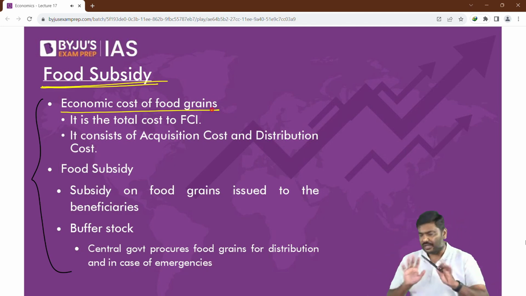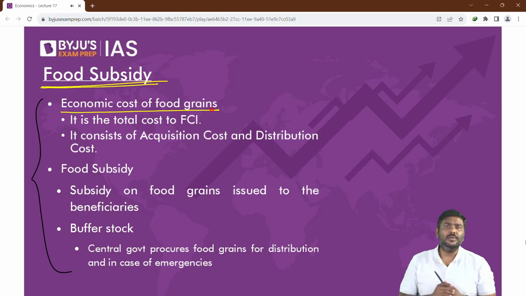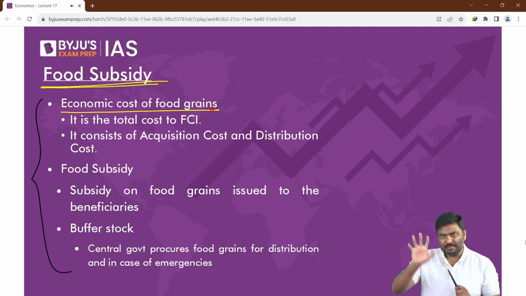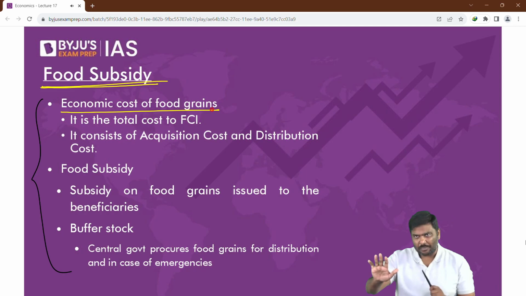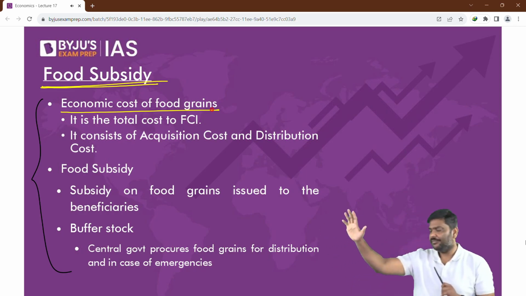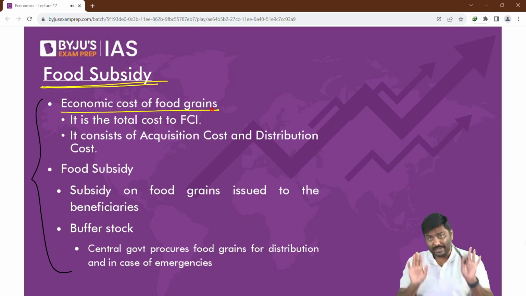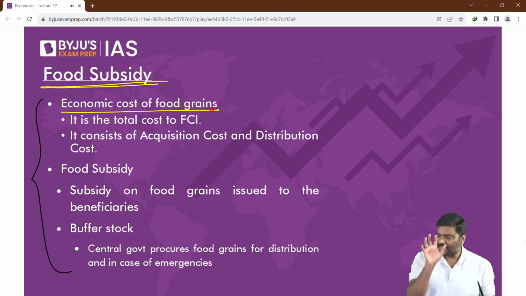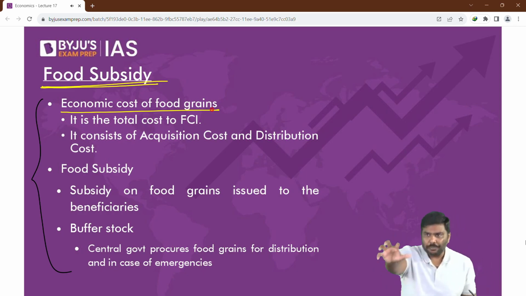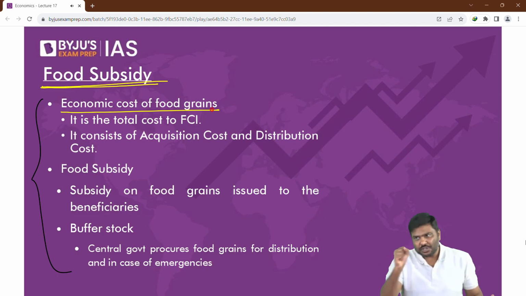What is food subsidy? There is a term called economic cost of food grains. What is this economic cost? How much is the money that is spent by the government to purchase and distribute food grains? Very simple. I'll repeat it again.